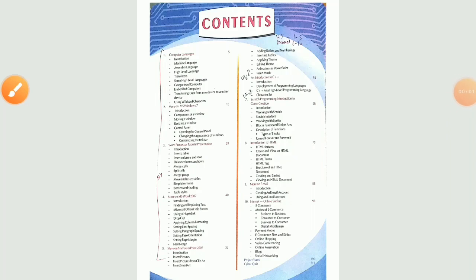Now, as you can see, there are 10 chapters in total in this book. In your half yearly examination, you are going to study chapter number 1, 2, 3, 4, 5. These 5 chapters you have to learn and study for your half yearly examination. And the remaining chapters, that is chapter number 6, 7, 8, 9, 10, you will get in your annual examination.